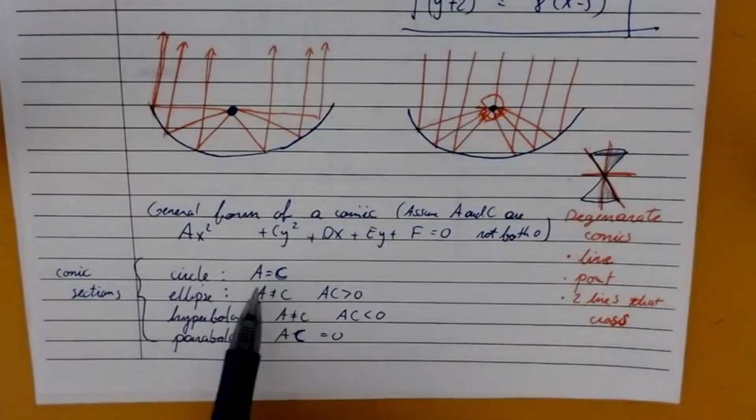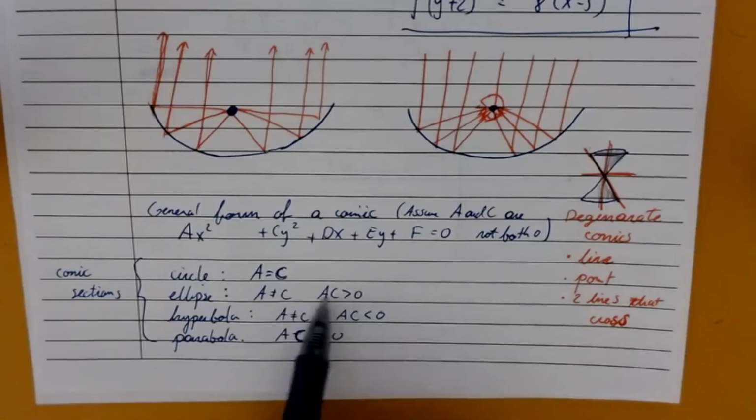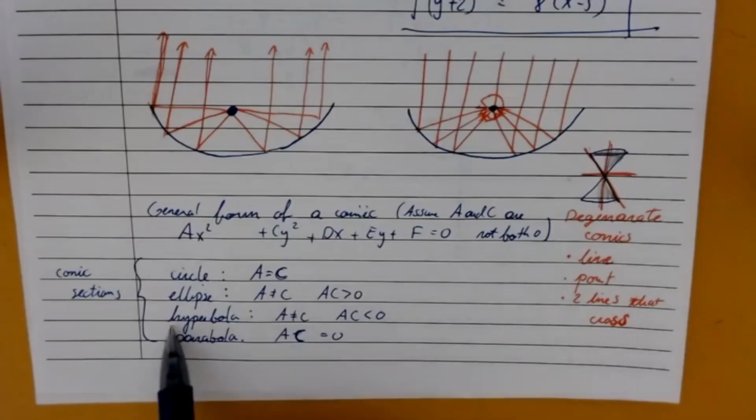Then if A and C are equal to each other, you have a circle. If they're not equal to each other, if their product is greater than 0, you have an ellipse. If their product is less than 0, you have a hyperbola. And if their product is equal to 0, you have a parabola.